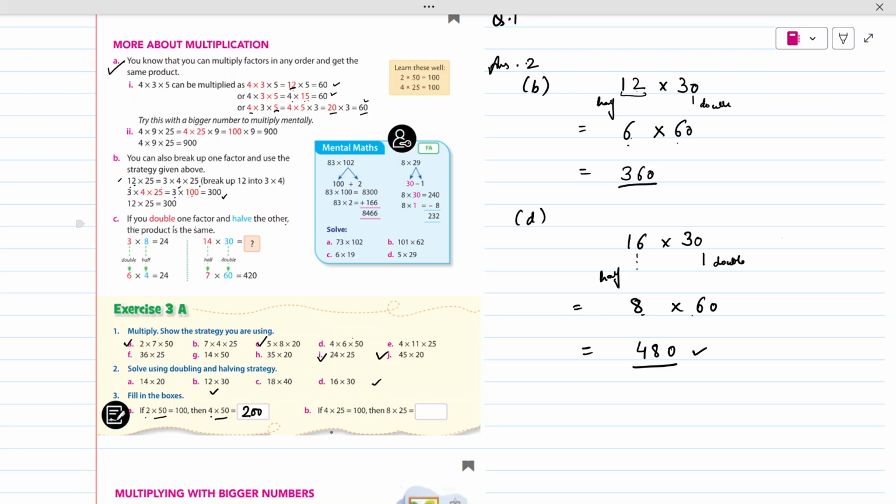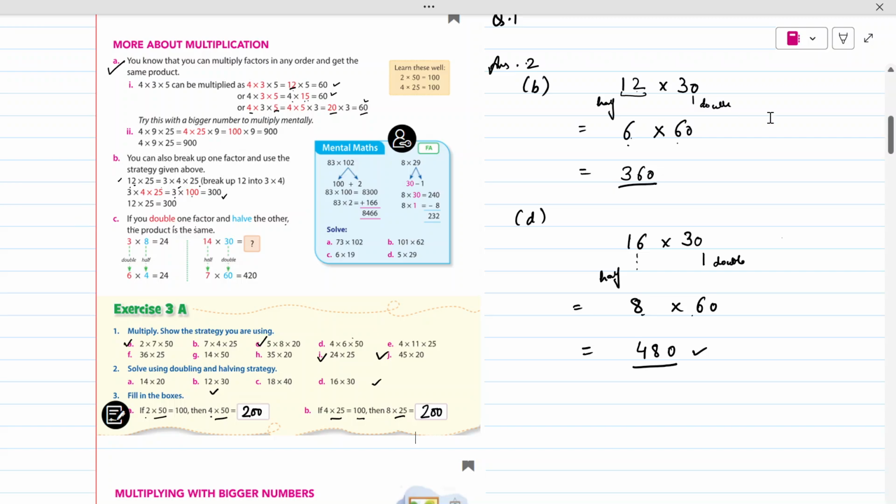Okay. Next we have 4 multiplied by 25 is equal to 100. And we have to find out 8 multiplied by 25. So in both the cases we are multiplying by 25. There is no change to it. In the first part we have 4 and in the second part it is double of 4, that is 8. So that means the answer will be double of 100. So again it is 200.